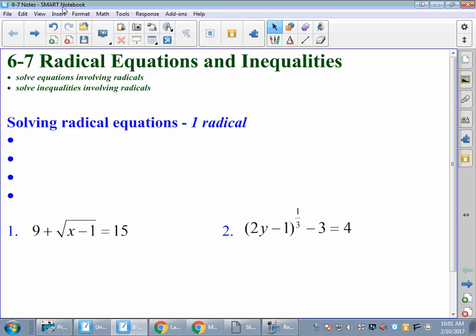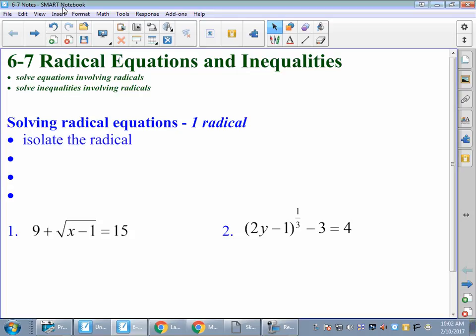So we have to undo, we have to get rid of the radical. So when you get rid of a radical, the inverse operation that you're going to use is either you're going to square both sides of the equation or cube them. Those are the inverse operations of squares and cubes. So you're going to isolate it first.